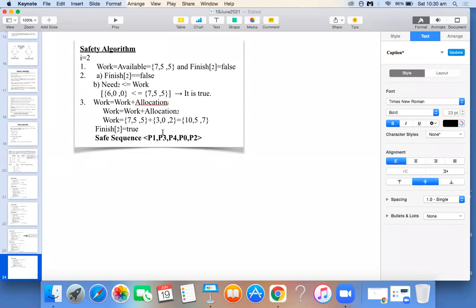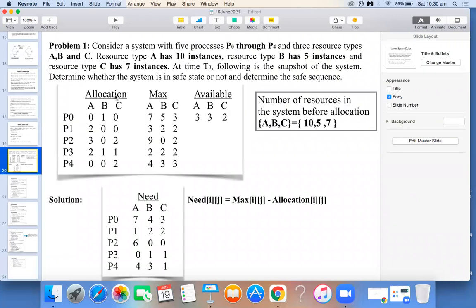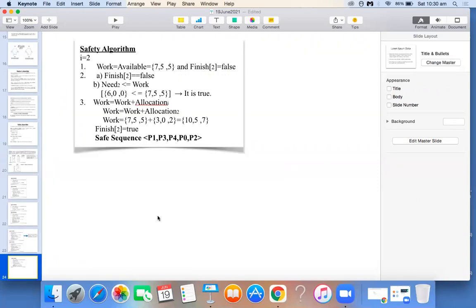If all processes have completed their execution, it means what according to your safety algorithm? If all processes have completed execution, it means the system is in a safe state. Correct? What is the problem they have asked? Check whether the system is safe or not. What is your answer now? Whether your system is safe or not?